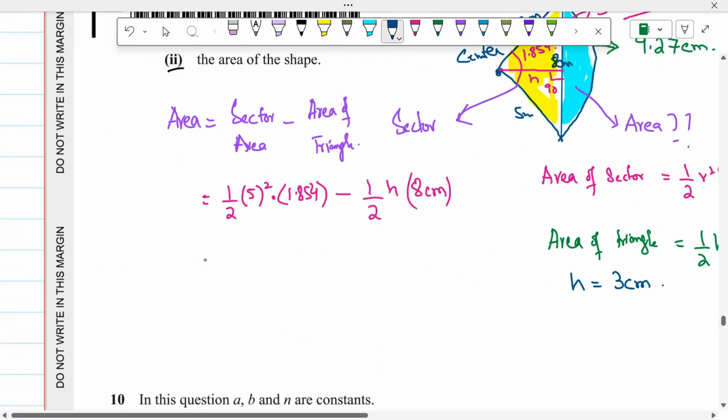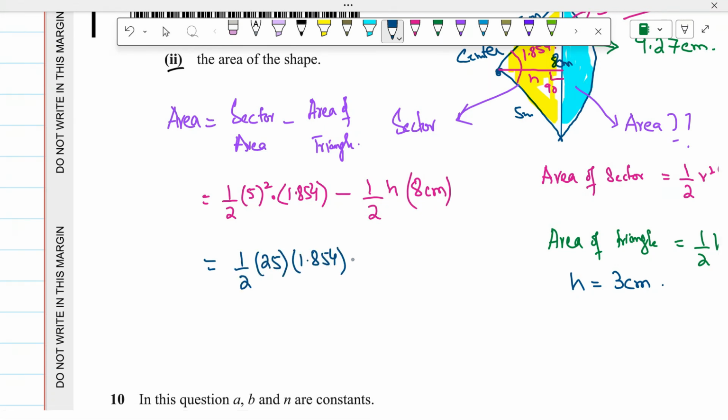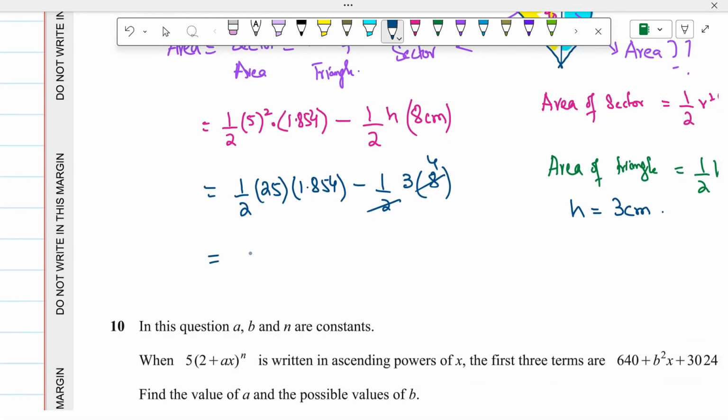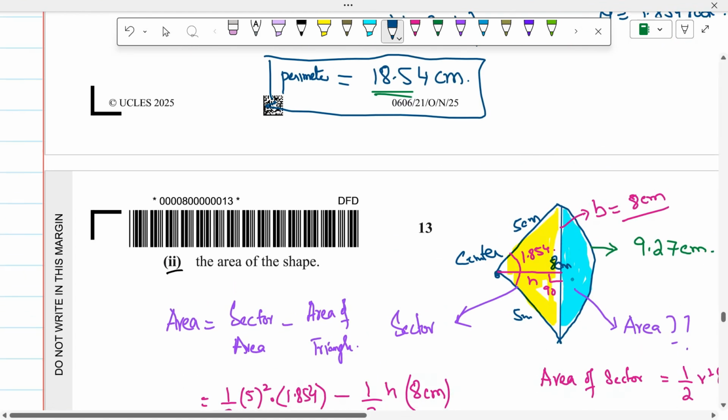So we have calculated the height, which is equal to 3 centimeters. By using this information, we have 1/2 times 25 times 1.854 minus 1/2 times the height we just calculated, which is 3, times 8. So this one is equal to 4, so we have approximately 23.18 minus 12, and this one is equal to 11.2 centimeters squared. This is the area of half of this shape.